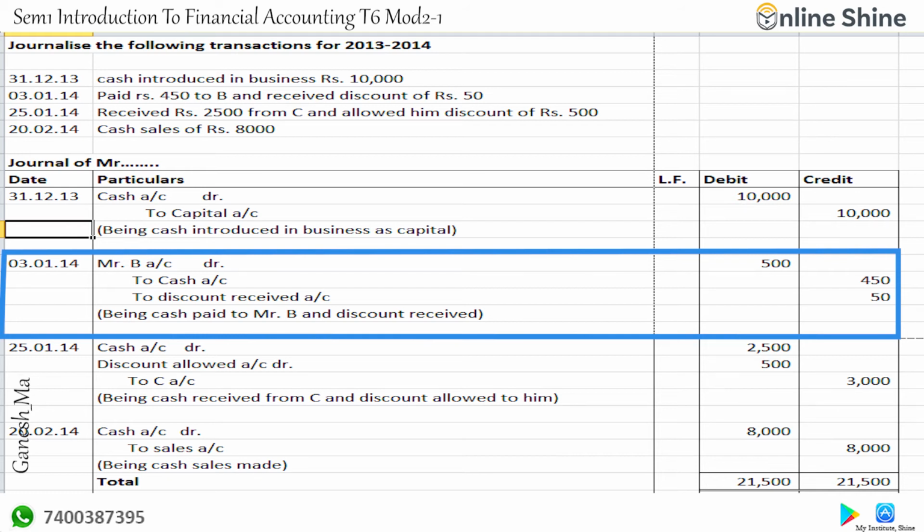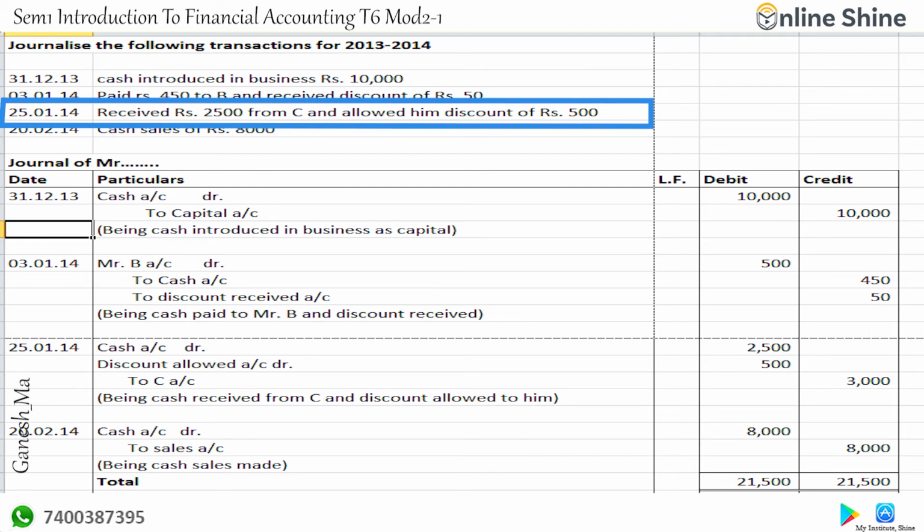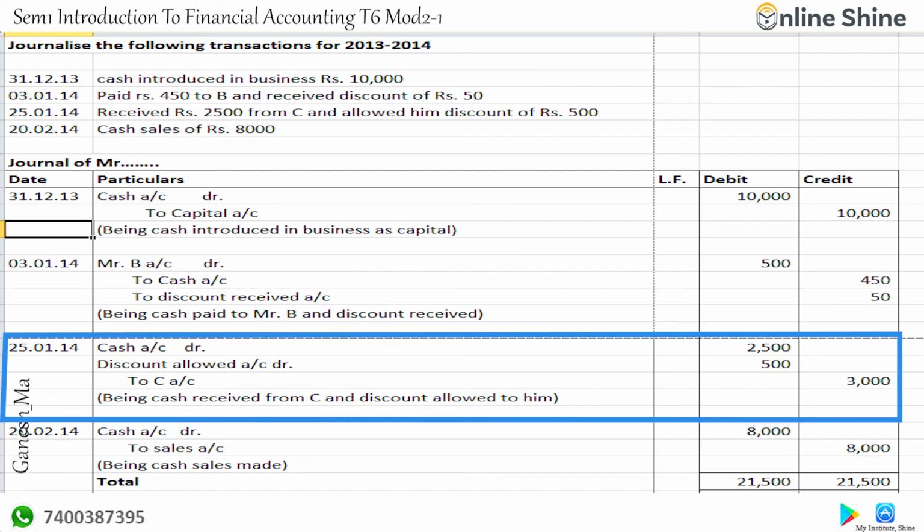See the third one again. Received rupees 2,500 from Mr. C. Now I have received the cash. From whom? From Mr. C. C is the giver. And I allowed him a discount of rupees 500. Now how much cash have I received? 2,500. So what has come in? Cash. So cash account debit 2,500. Now I have allowed him the discount. Now discount allowed is my expense. So what is the rule for the nominal account? Debit all expenses and losses. So discount allowed debit rupees 500, to who is the giver over here? To Mr. C account rupees 3,000. So cash account debit 2,500, discount allowed debit 500, to Mr. C 3,000 credit. So being cash received from Mr. C and allowed him a discount.